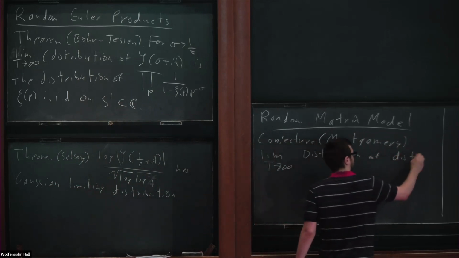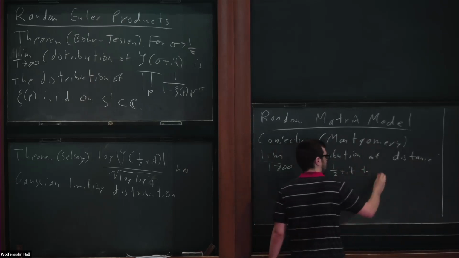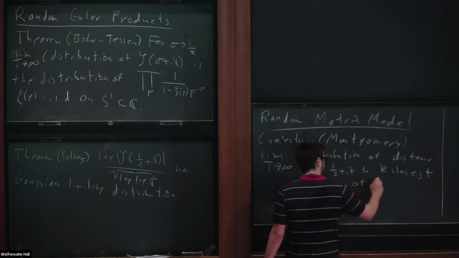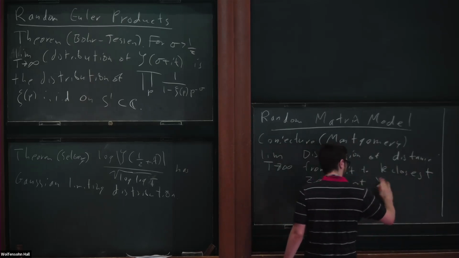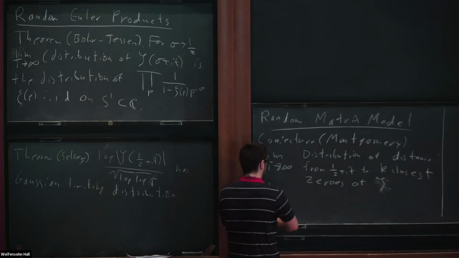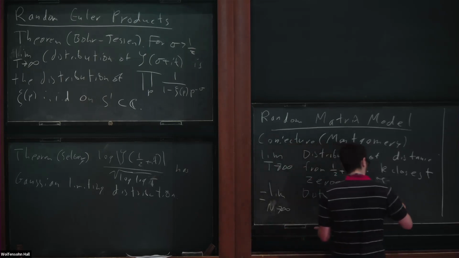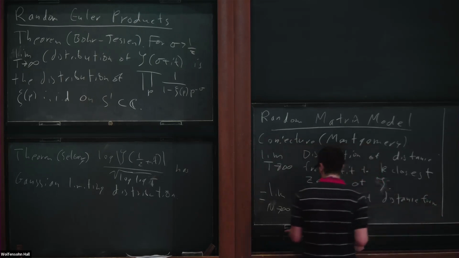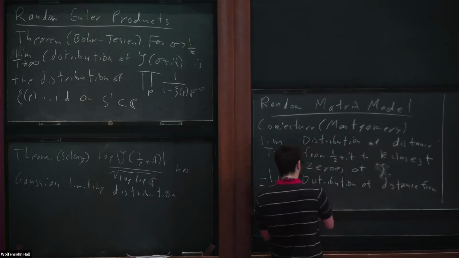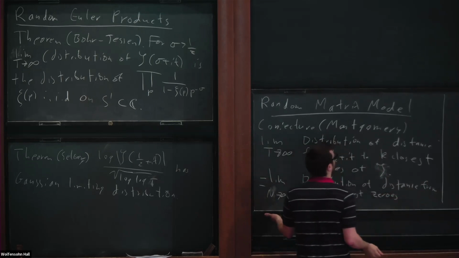He said that the limit as t goes to infinity of the distribution of the distance from 1/2 + it to the k closest zeros of zeta should equal the limit as n goes to infinity of the distribution of the distance, well, let me say the unitary version, from 1, a point on the unit circle, to the k closest zeros of a random matrix.